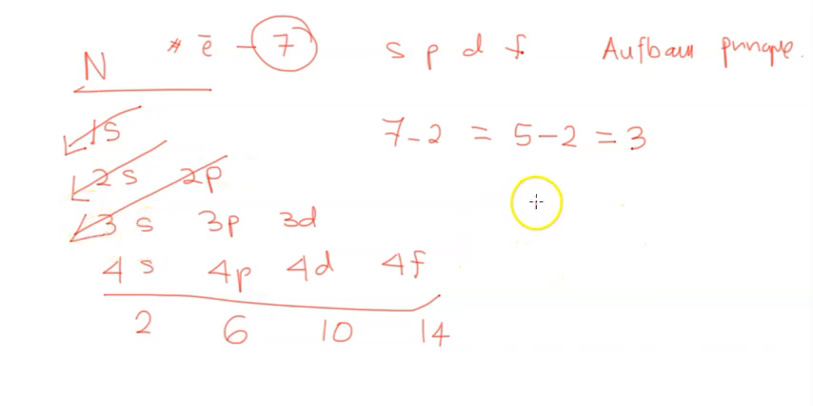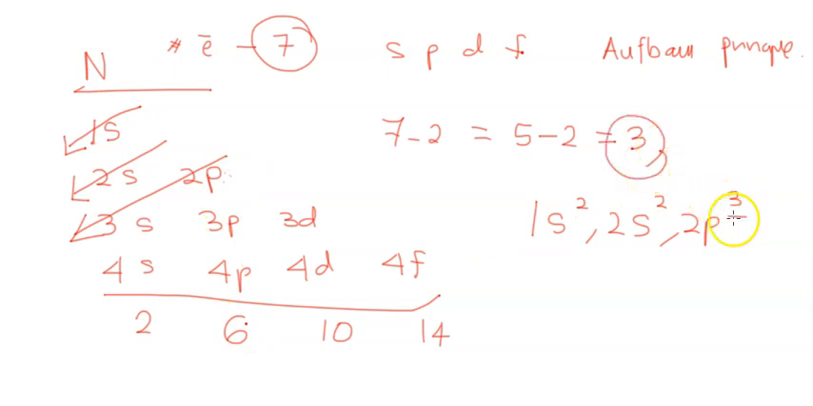The configuration is 1s2, 2s2, and then 2p3, although it can hold up to 6 electrons, we only have the remaining 3. That's why 2p3. So this is the electron configuration for nitrogen.